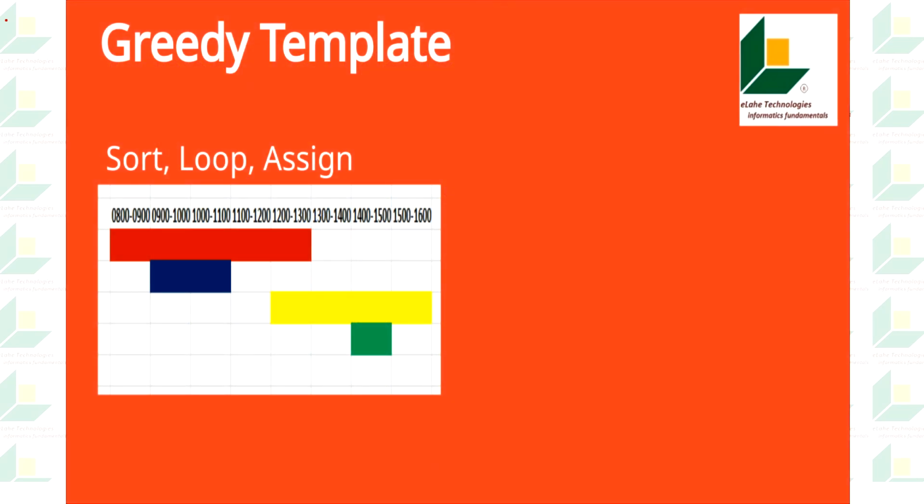Here is a template we shall use for a greedy algorithm. We sort the intervals according to some criterion. Then we loop through the set of intervals in that order. We try to assign the next interval to an existing free resource. If none of the resources are free, we allocate a new resource.